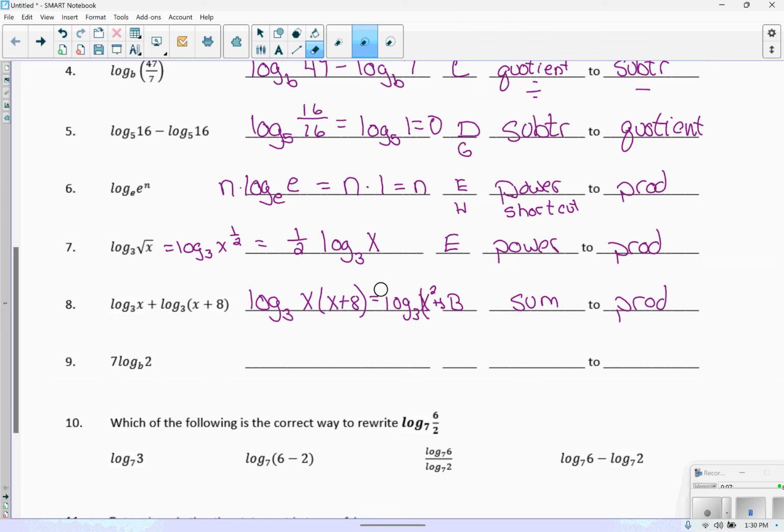So I'm trying to cram that in there. That would give us log base 3 of x squared plus 8x. And that does need to be in the parentheses. Rule 9 says that we have product, and we want to go back to power. So that would be rule F.